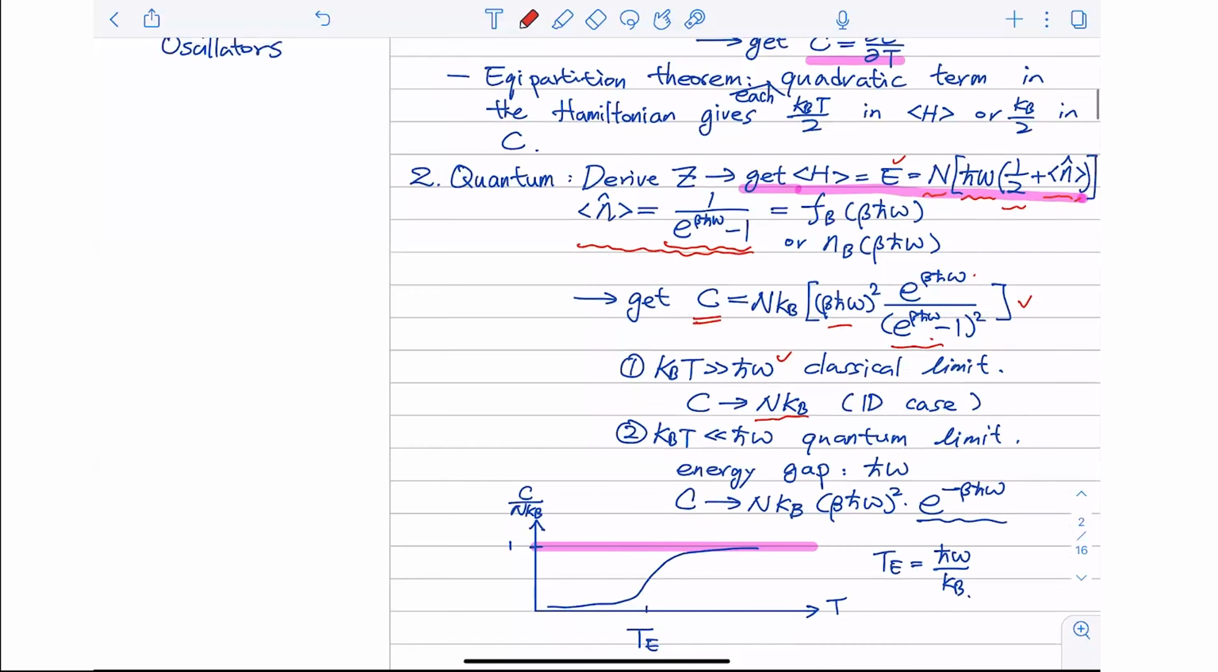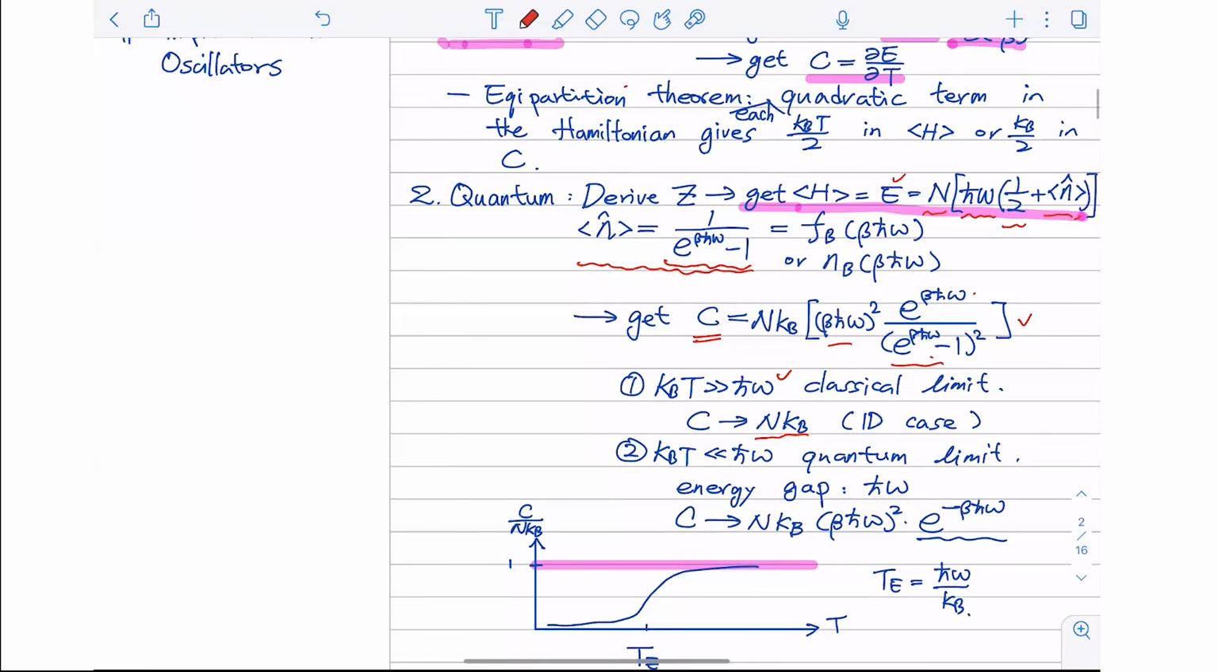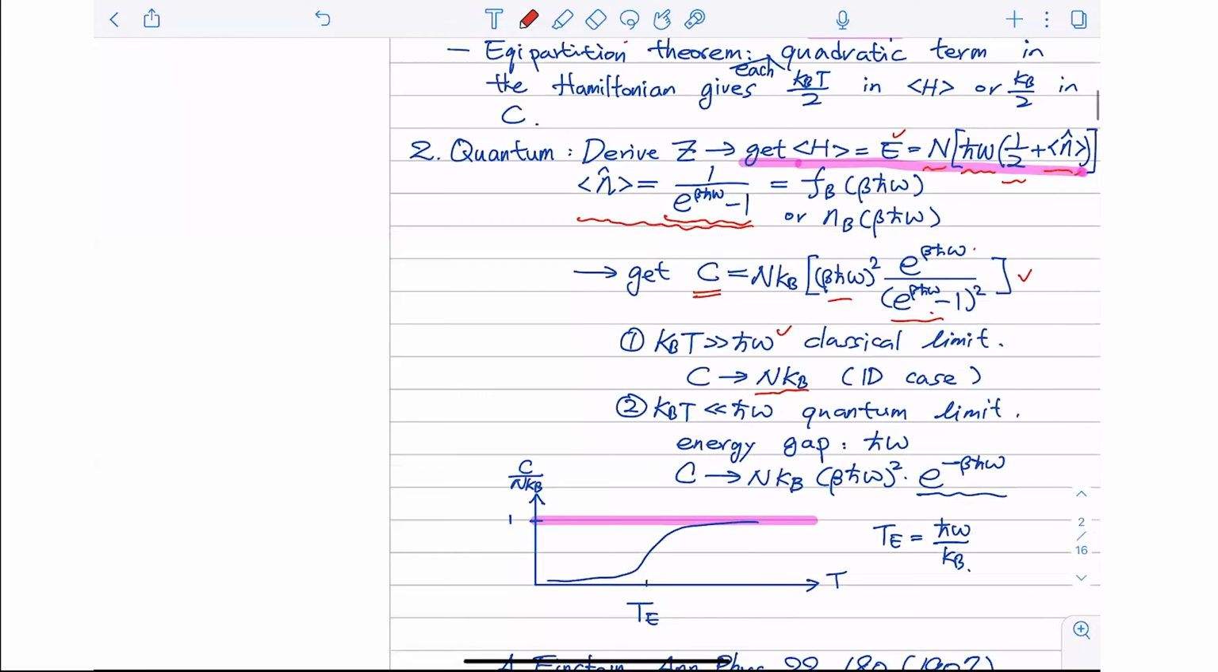And that is consistent with the prediction given by the equipartition theorem. On the other hand, when the temperature is low enough, that is, much lower than the energy quantum, basically h bar omega, this is the place where the quantum nature of the system will appear. And it turns out that in this limit, because the energy gap exists, beta h bar omega will be a quantity that goes to infinity. So that means the exponential factor here will dominate.